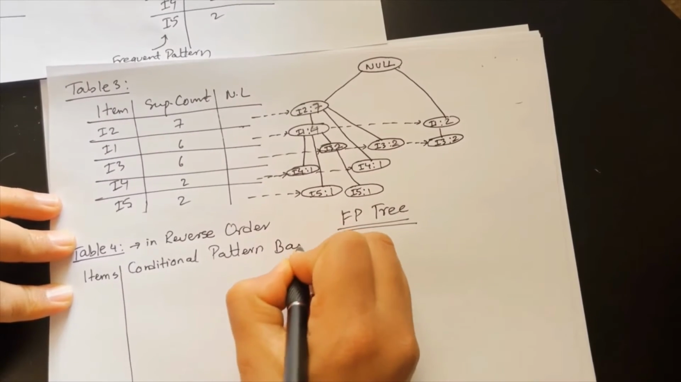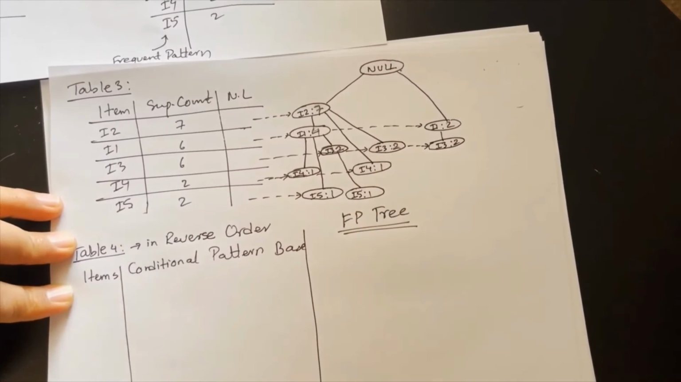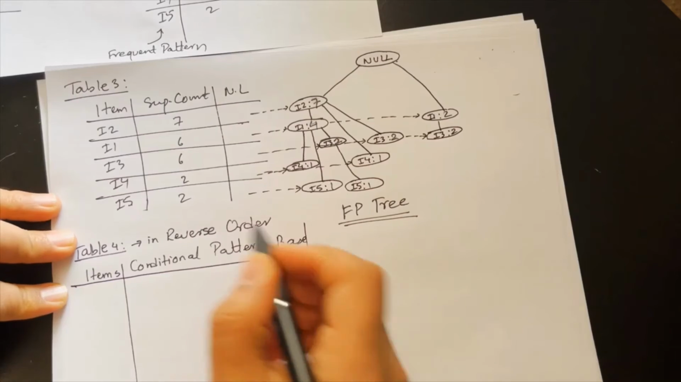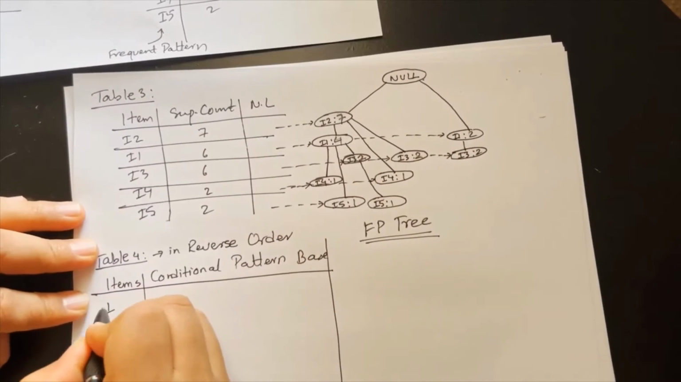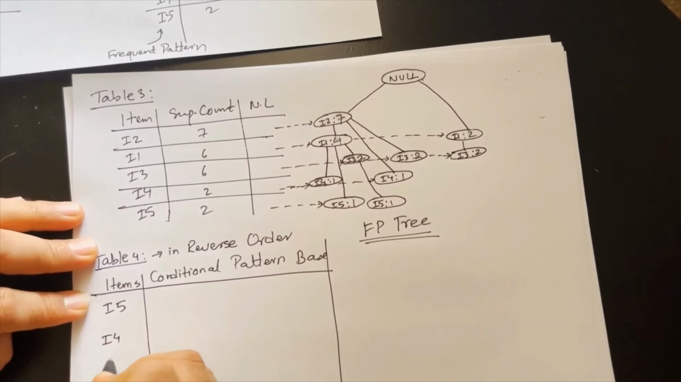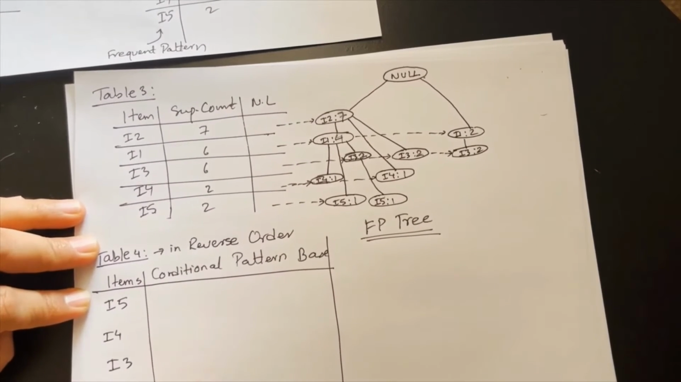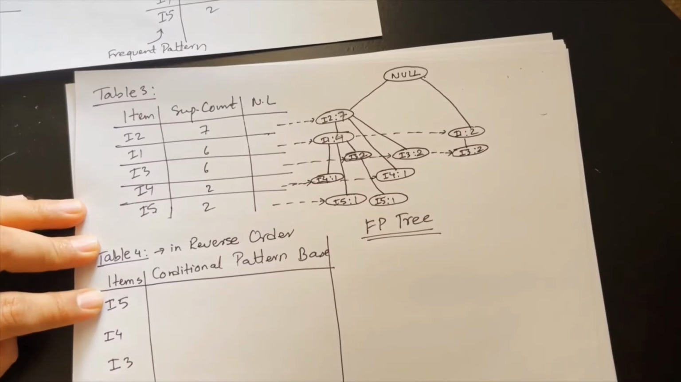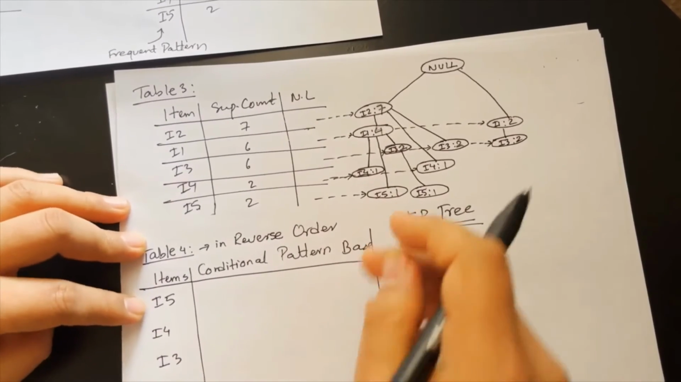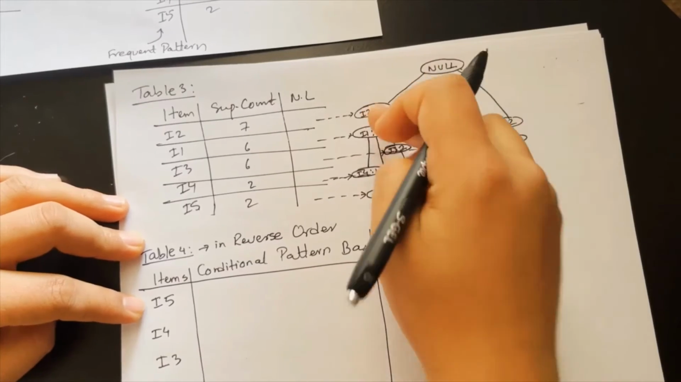Conditional pattern base. Okay, it becomes conditional pattern base. Then after that, since we have to write the items in the reverse order, I'll write I5 here, I4, I3, I1, and I2. Okay, the conditional pattern base of I5 is the items linking I5.